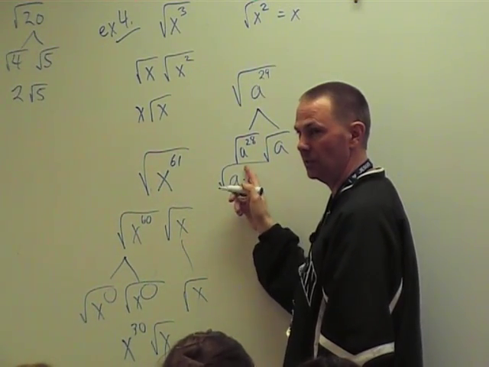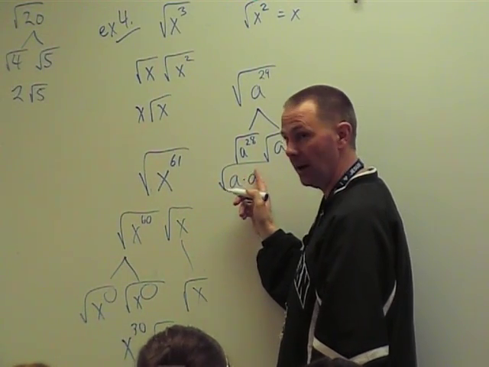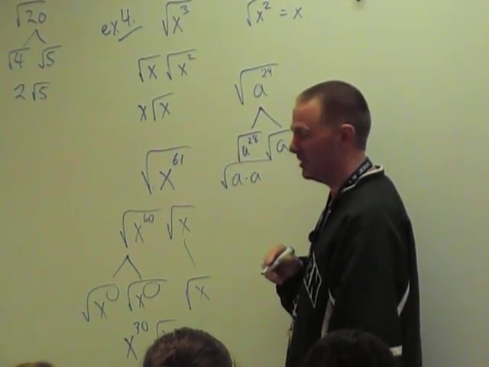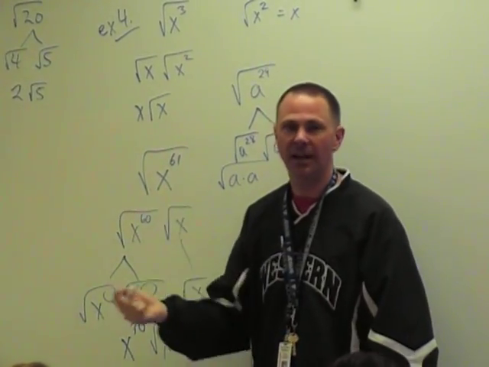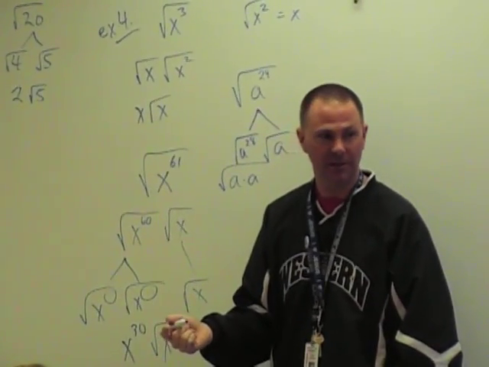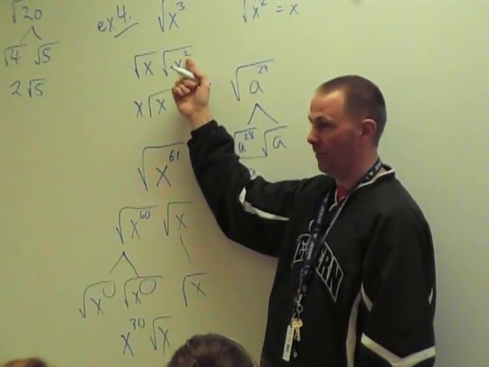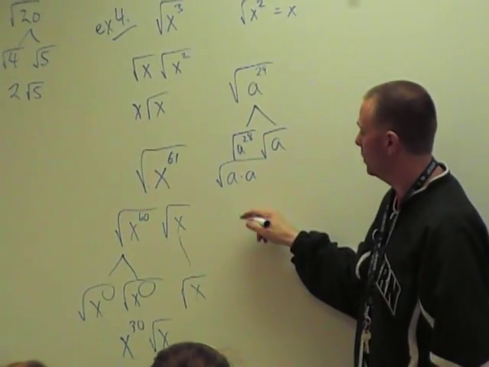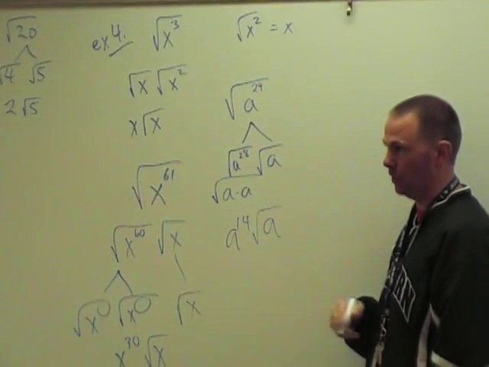You multiply like bases, you add the exponents, right? So what same number adds up to 28? Yes. So the square root of an even exponent is half of the exponent. You get it? Half of 2 was 1. Half of 60 was 30. Half of 28 is 14. You still have an a to the first left over.